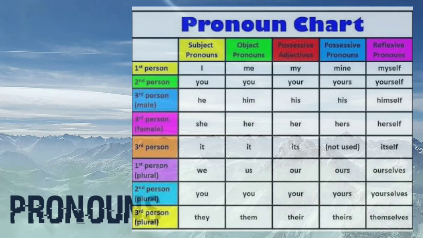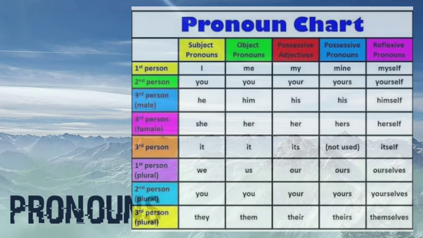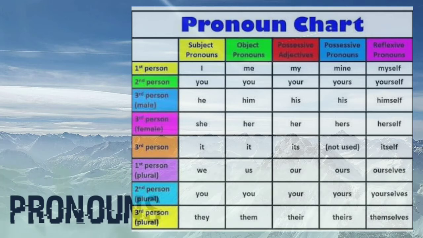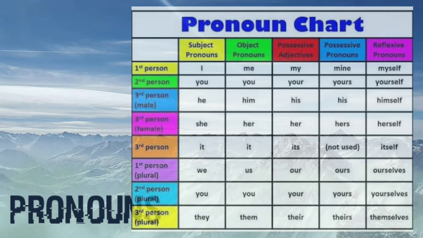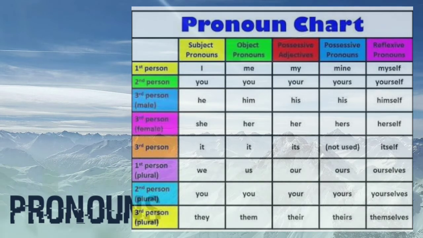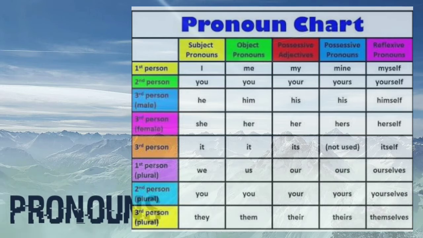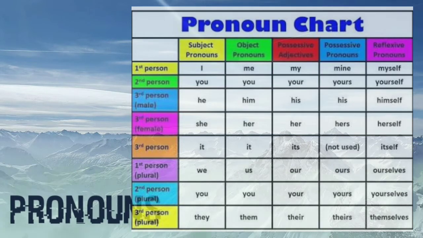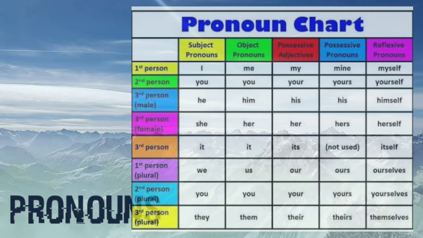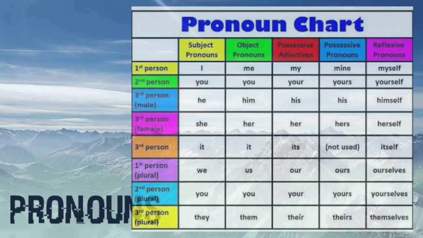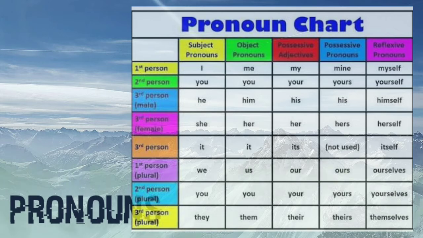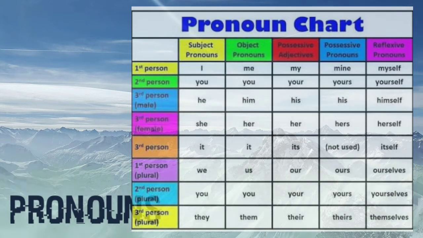The third category is possessive adjective. So this pronoun shows possession. In the sentence it works as adjective. So here we have my, your, his, her, its, our, your, their. For example, my car, your car, his car. In the sentence it works as adjective, but basically they are pronouns. Fourth category is possessive pronouns. These words are also possessive, but they don't work as adjective in the sentence. They are pronouns and they work as pronoun in the sentence.